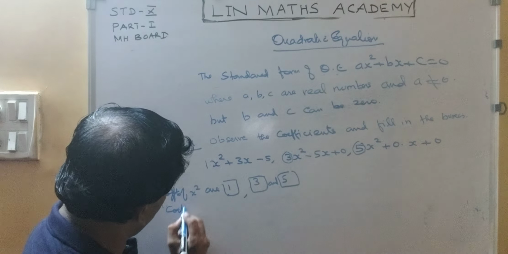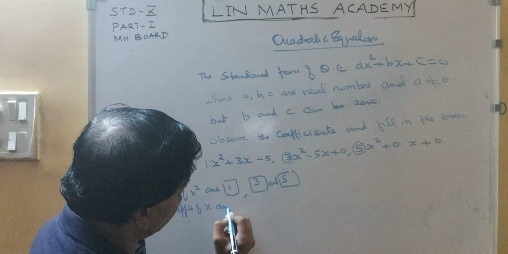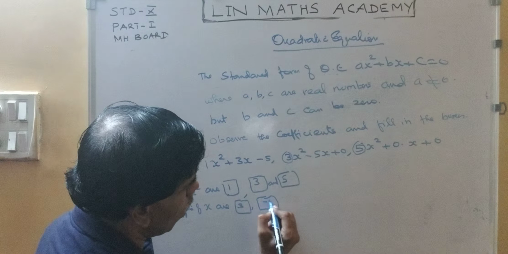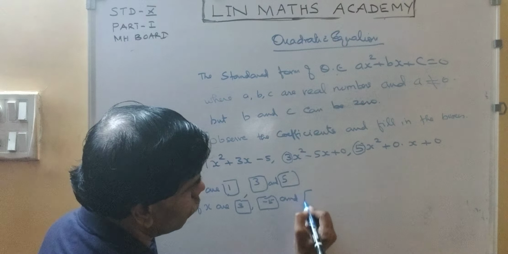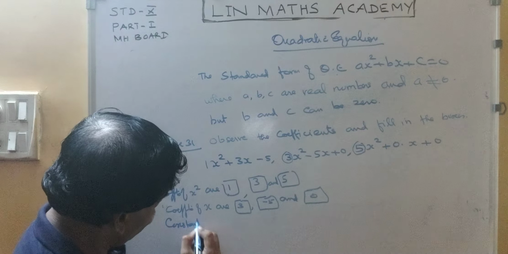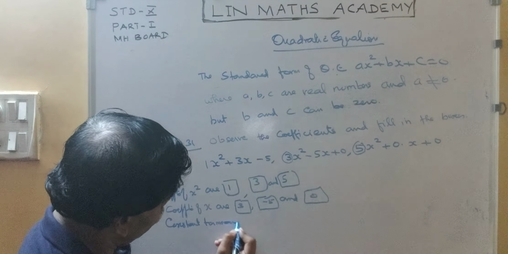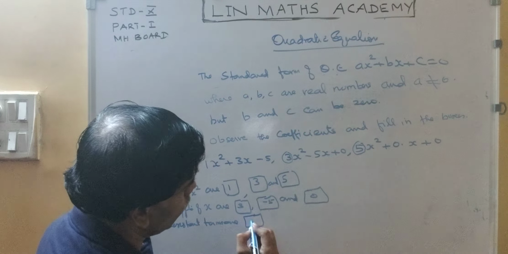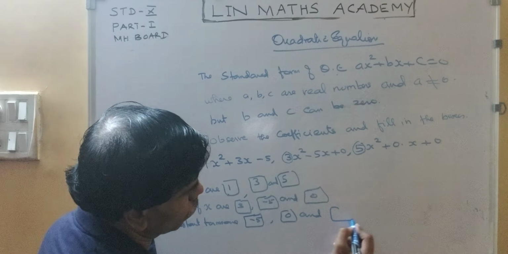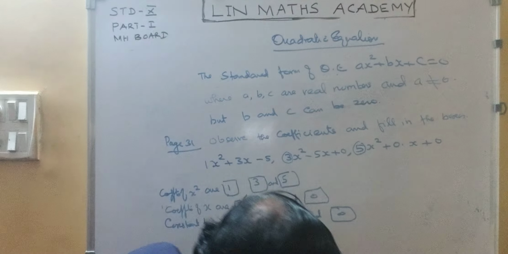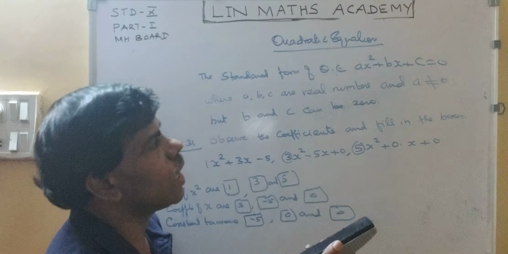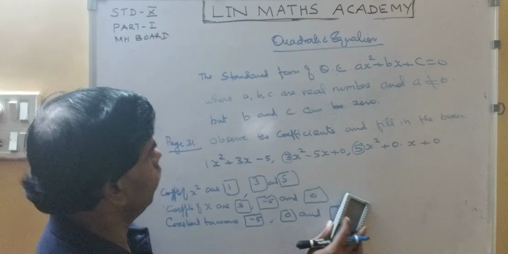Now what is the coefficient of x here? 3. Here minus 5 and here 0. Third, what are the constant terms here? Here the constant term is minus 5, here 0 and here also 0. Okay. So you should be familiar with how to find the coefficient of x square, of x, and which are the constant terms, right?